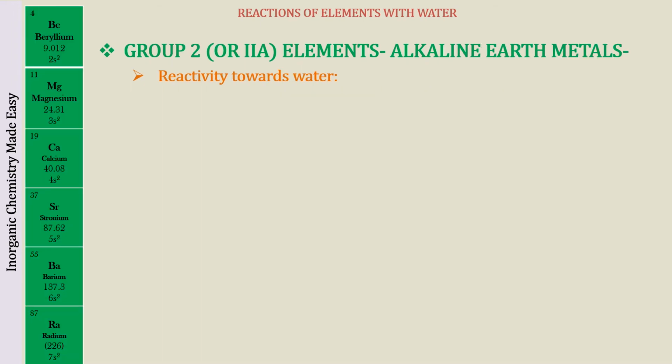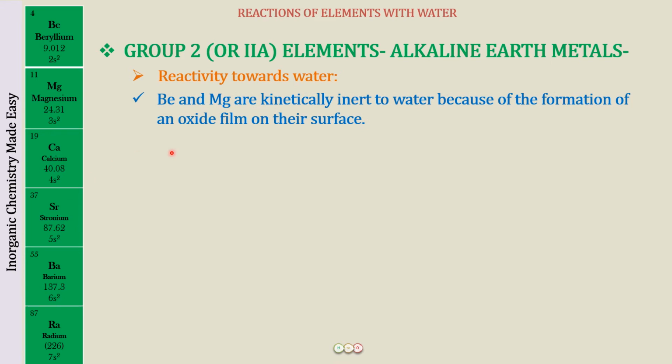Now we move on to the group 2 elements, that is the alkaline earth metals, and how they react with water. One thing that you have to remember is that going down the group, just like the alkali metals, the alkaline earth metal reactivity with water will be increasing. What we find is that beryllium and magnesium are kinetically inert to water. They do not have a tendency to react with water. Why? Because of the formation of an oxide film on their surface. When beryllium is made to react with water, no reaction will take place, be it cold water, hot water, or steam.